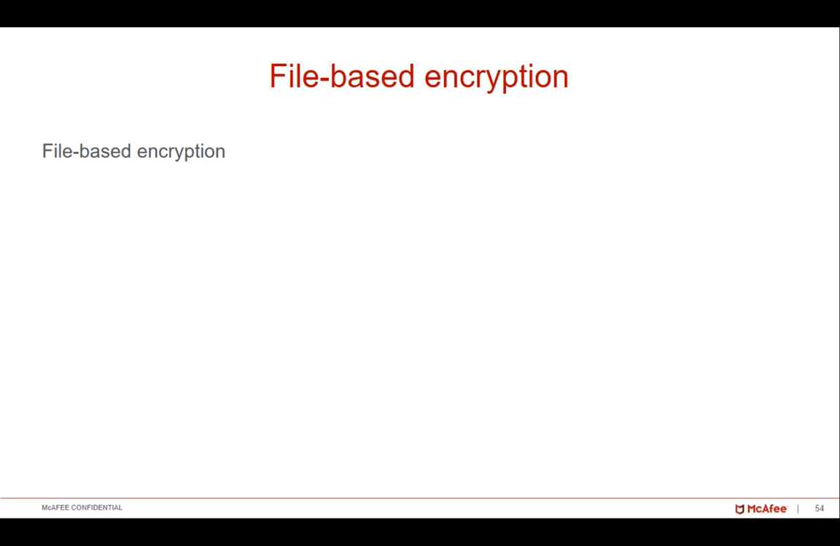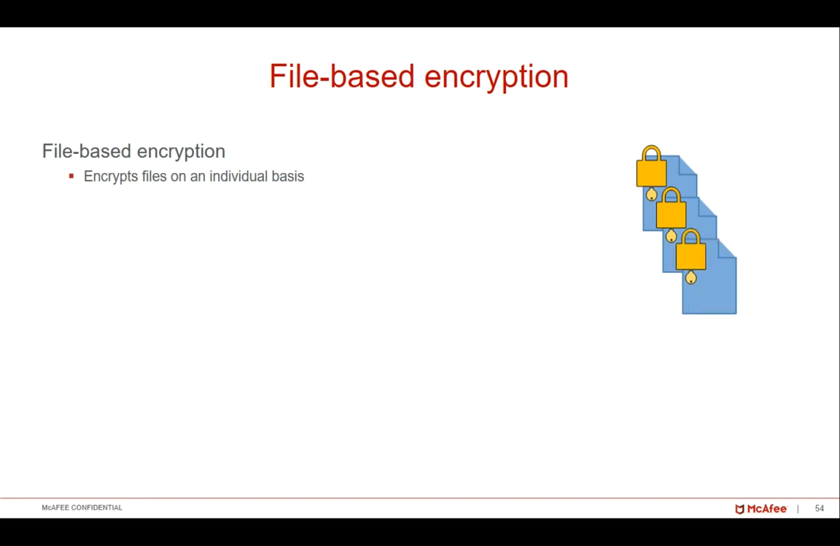Some situations require files to be encrypted individually and files to be omitted from encryption individually. So we have file-based encryption for that. When a file is encrypted, it encrypts the files on an individual basis. It could be a PDF file, a doc file, a simple video file or an image file.